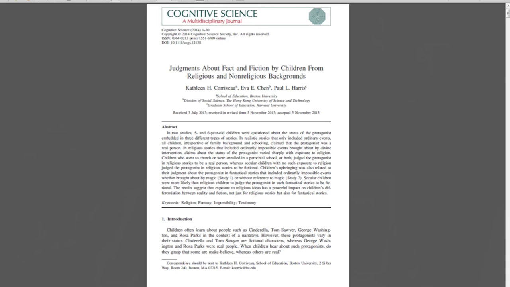To help explain why Mr. Tzortzis is not using the article by Dr. Petrovich correctly, I'm going to compare this with another recent study. This is going to come from the Journal of Cognitive Science. It's entitled Judgments About Facts and Fiction by Children from Religious and Non-Religious Backgrounds. We're going to compare what a research article looks like compared to a review article, what the difference is, why it's important, and how each should be used.